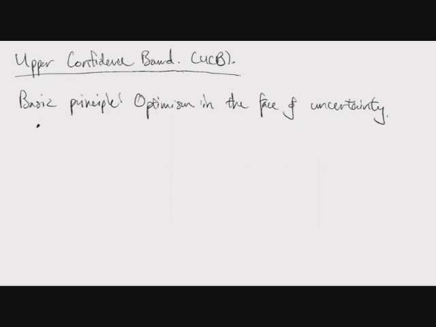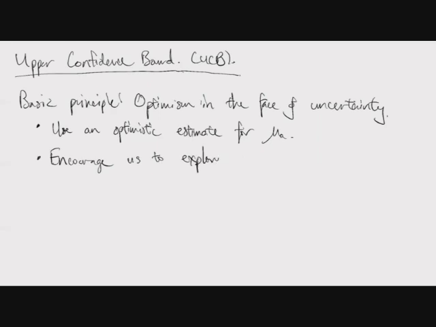Okay, and in the context of bandits, this means that we use an optimistic estimate of the mean for each arm. And in so doing, this would encourage us to do more exploration, wherever the exploration is warranted. All right, so the problem with explore and commit is that we don't explore enough. And so this helps to get around that problem.